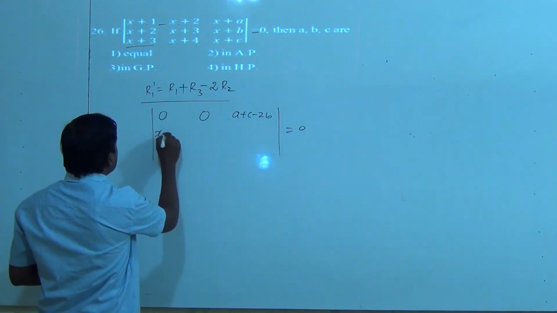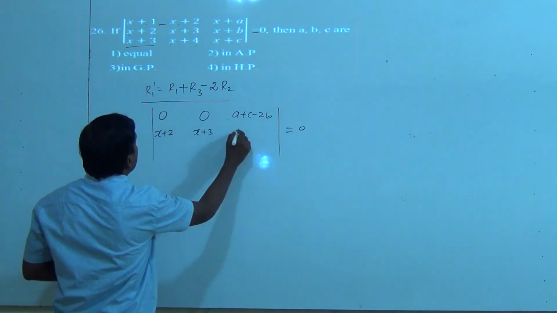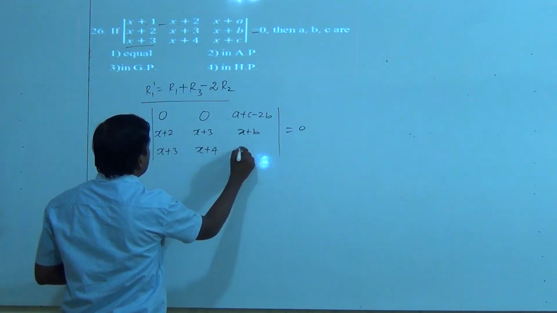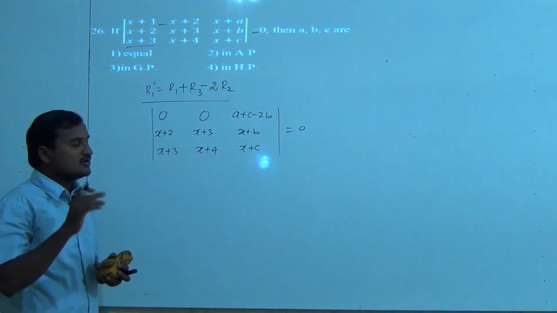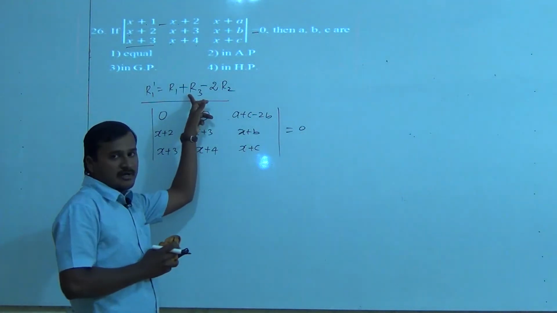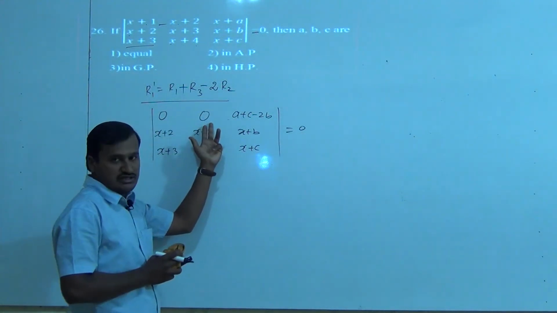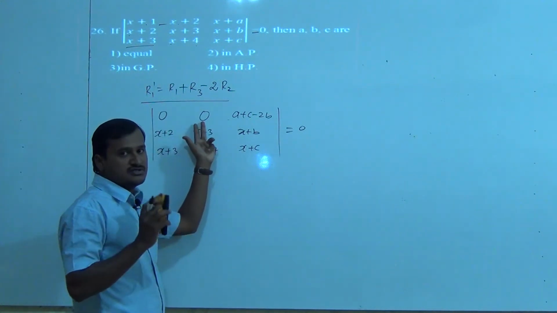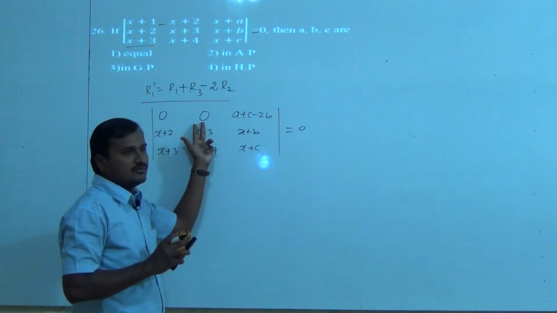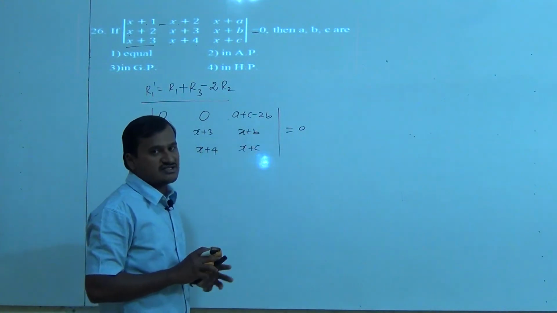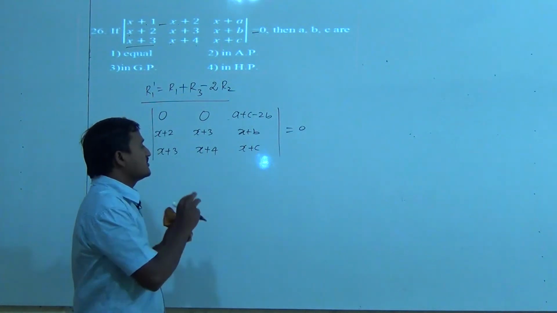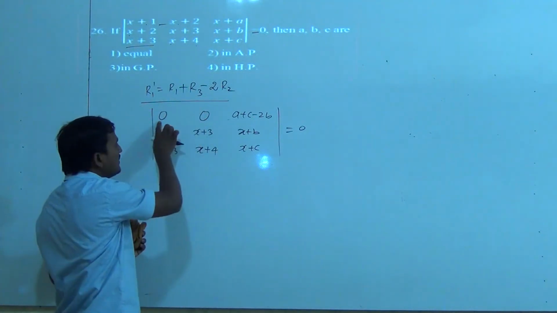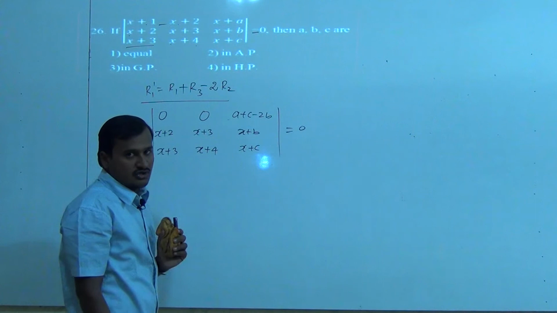So therefore it becomes x plus 2, x plus 3 and x plus b and x plus 3. What about this? x plus 4, x plus c. Okay, here you should observe, by applying this operation I got 2 zeros in first row, so that if I get the maximum number of zeros in any row or column, then it is very easy to expand the determinant so that some of the elements become 0. So that's why I have applied this operation to make 2 elements of the first row 0.